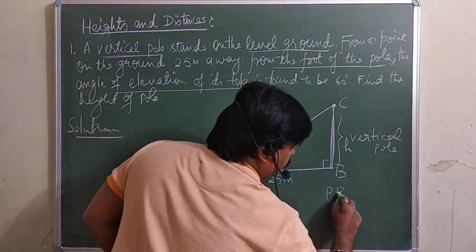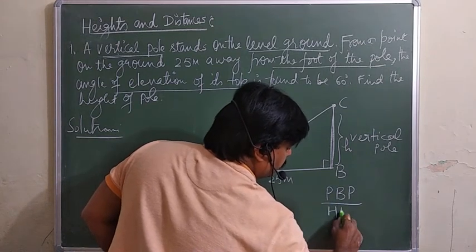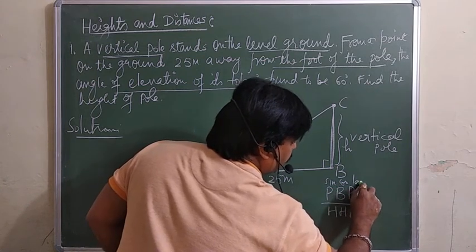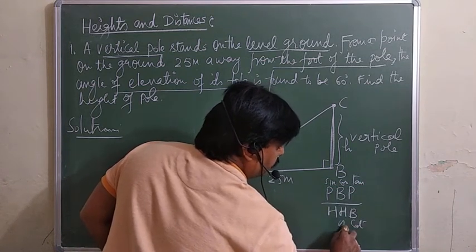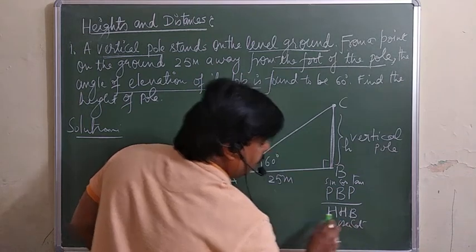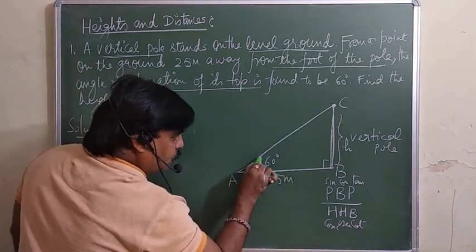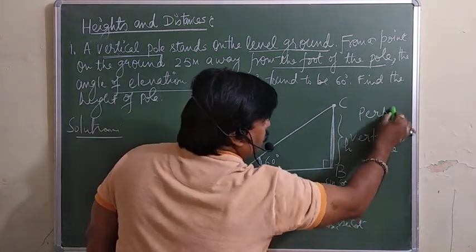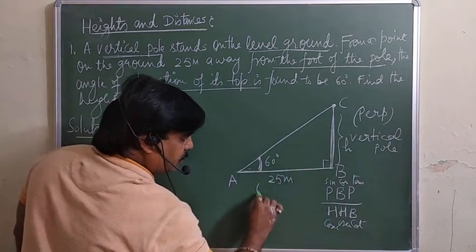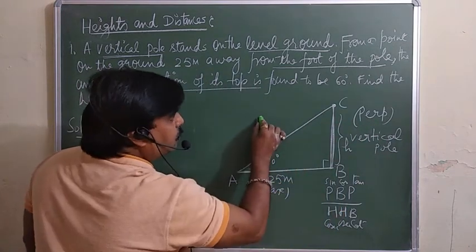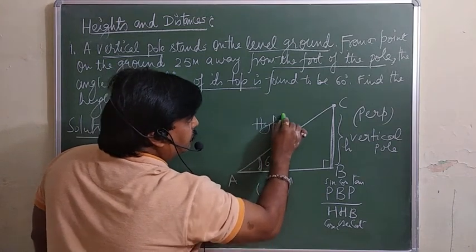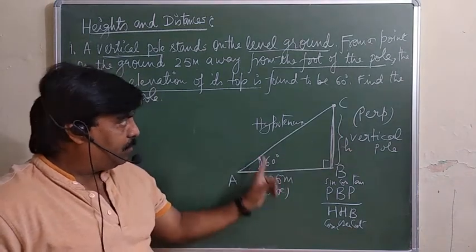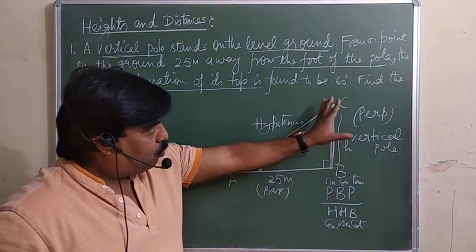देखिए, this is already known: P over H is sine, B over H is cos, P over B is tan, and this is cot, sec and cosec. So look here. According to this angle, this is the perpendicular, this is the base, and this is the hypotenuse. It means for this angle, this is the perpendicular, this is the base and this is the hypotenuse.